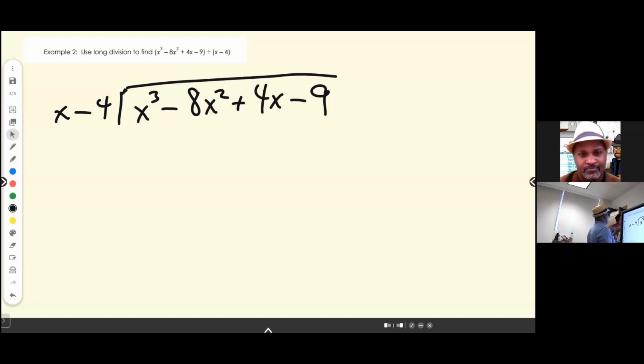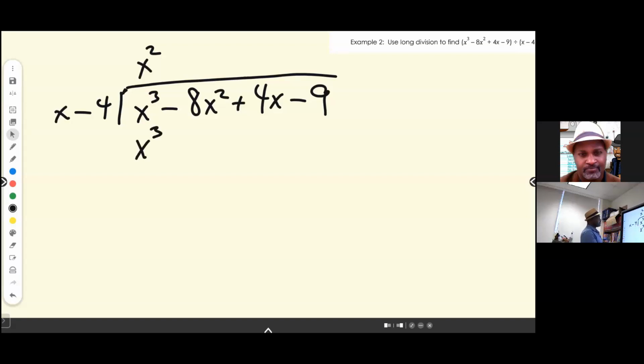All right. So we ask the same question. We want to see how many times x goes into x cubed. What do you multiply times x to get x cubed? You get an x squared there. So x squared times x is x cubed.